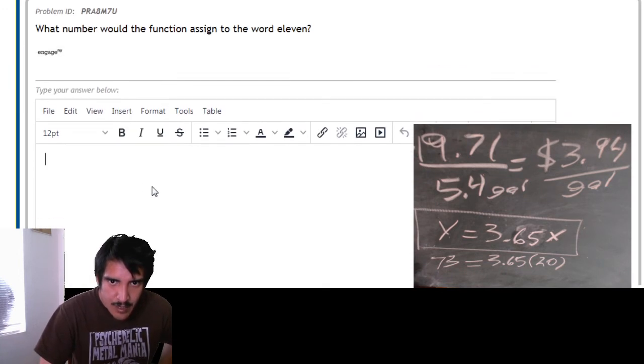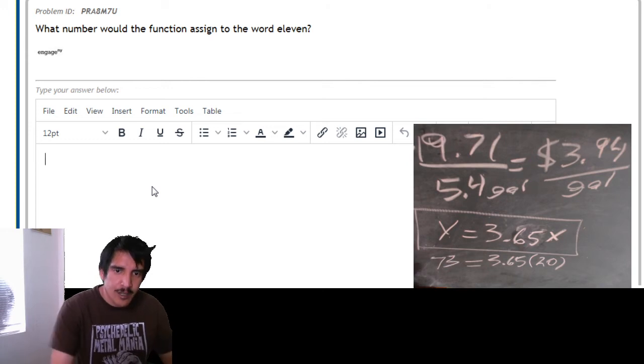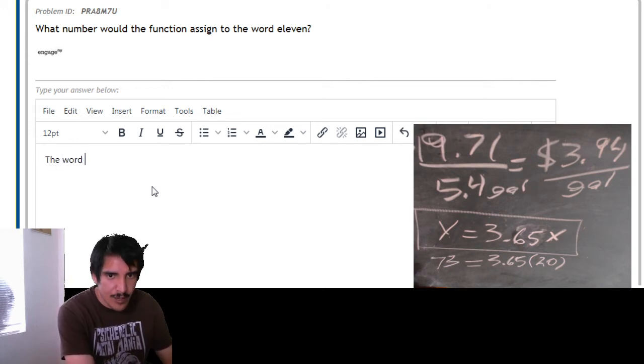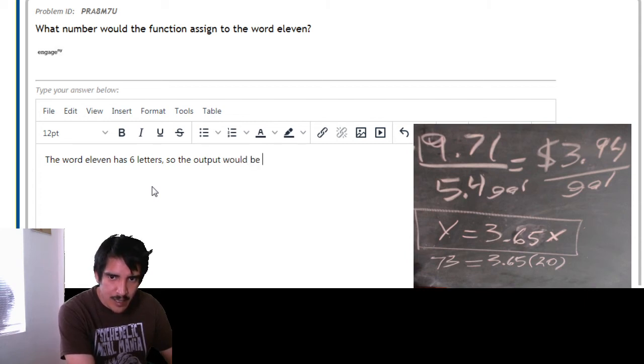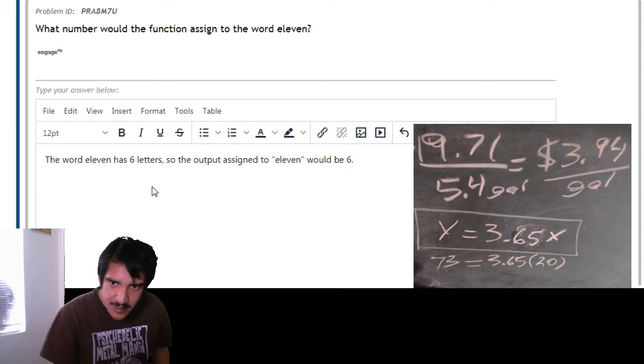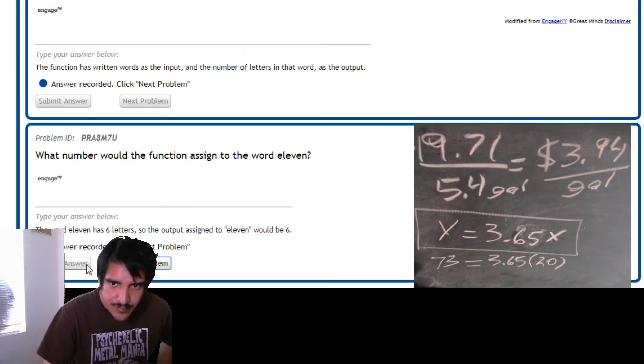What number would the function assign to the word 11? So we're going to say the word 11 has 6 letters, so the output would be, I'm going to say the output assigned to 11 would be 6. Boom.